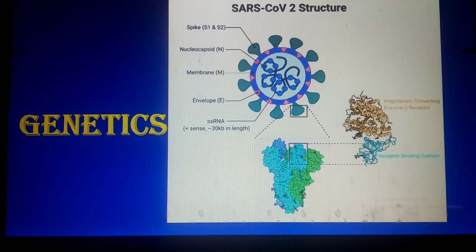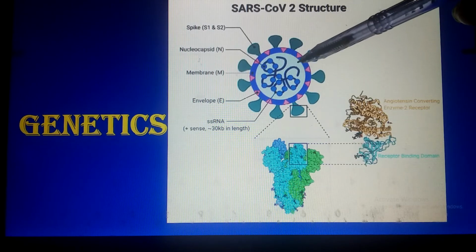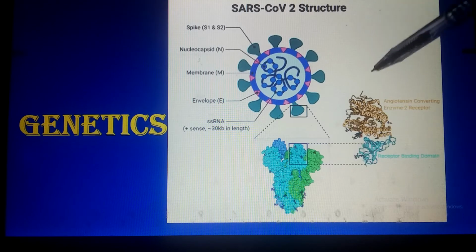As you can see here, this is the structure of the SARS coronavirus 2, and it consists of the outermost spike proteins, which are very important, playing a role in infection and attachment to the host. Inside the envelope you can see the single-stranded RNA, which is positive sense. I will not discuss it in detail here because I have discussed it in my previous lectures. You must watch my lecture about the SARS coronavirus structure, genome and spike protein and more.